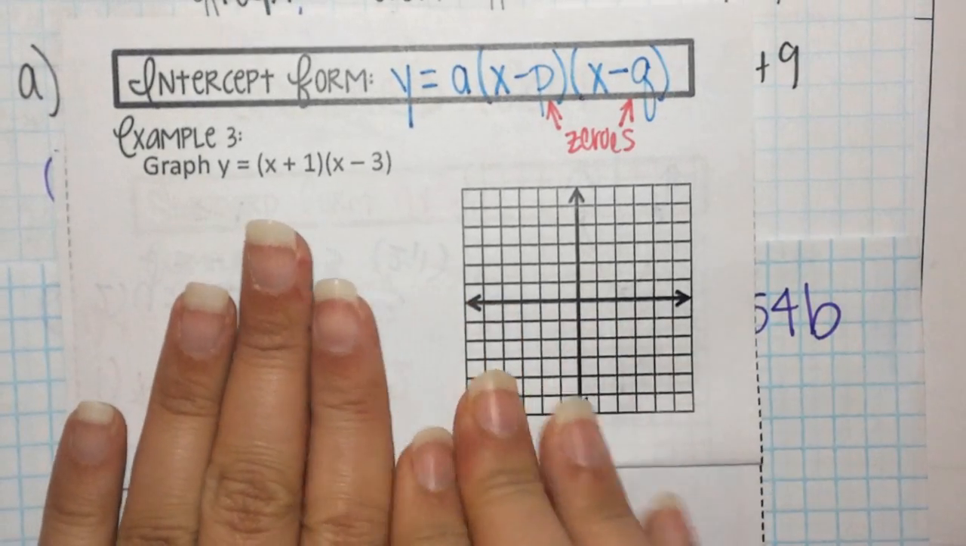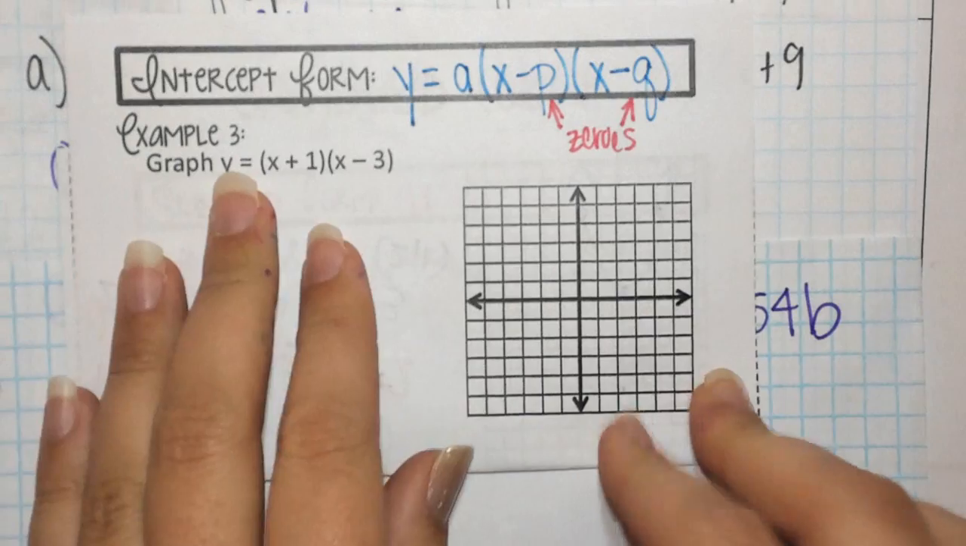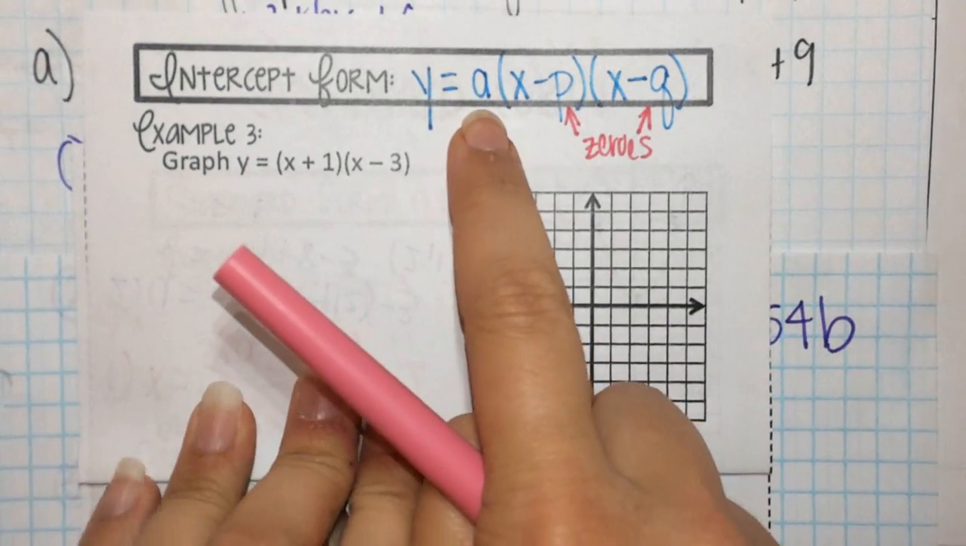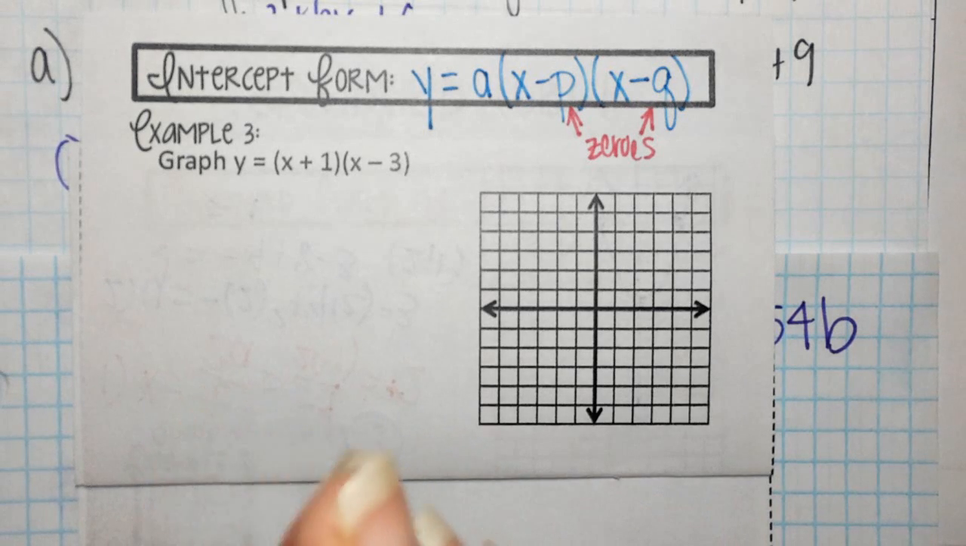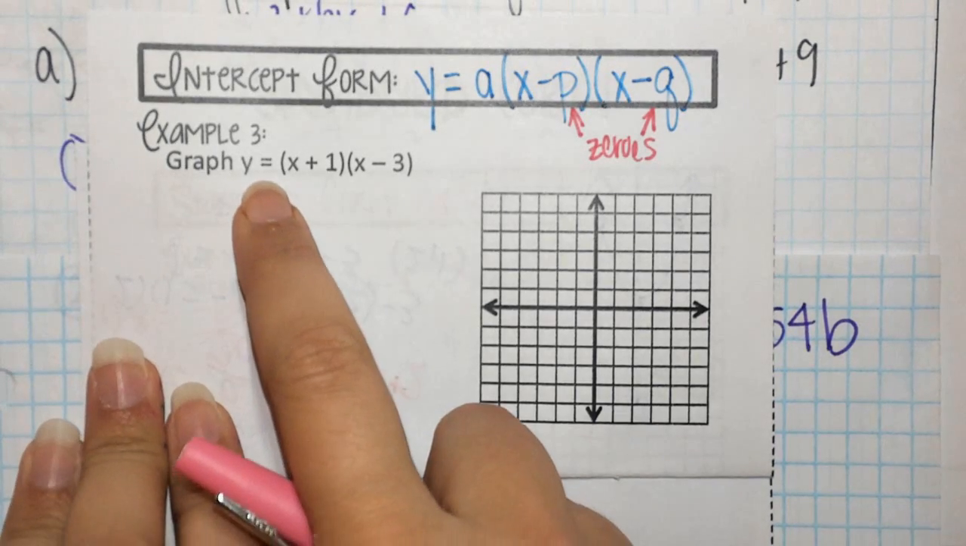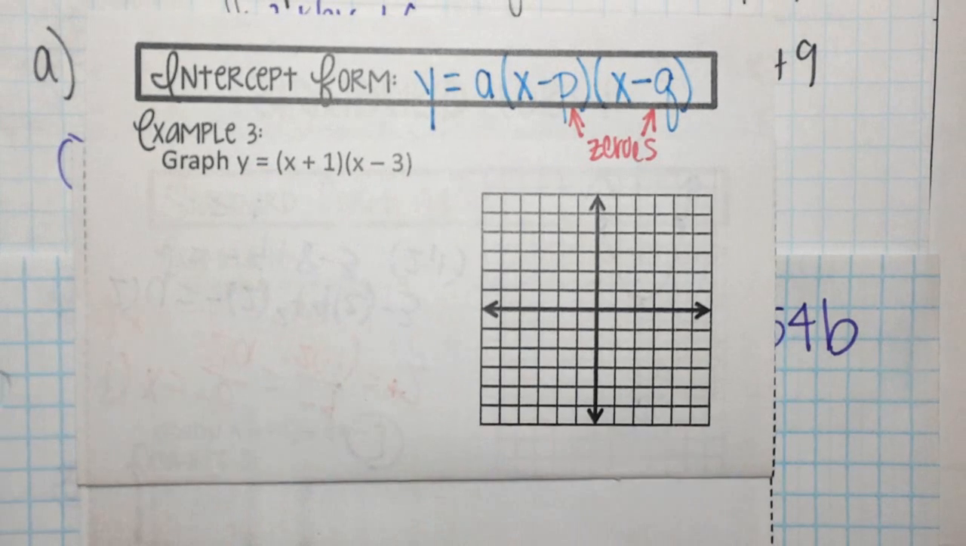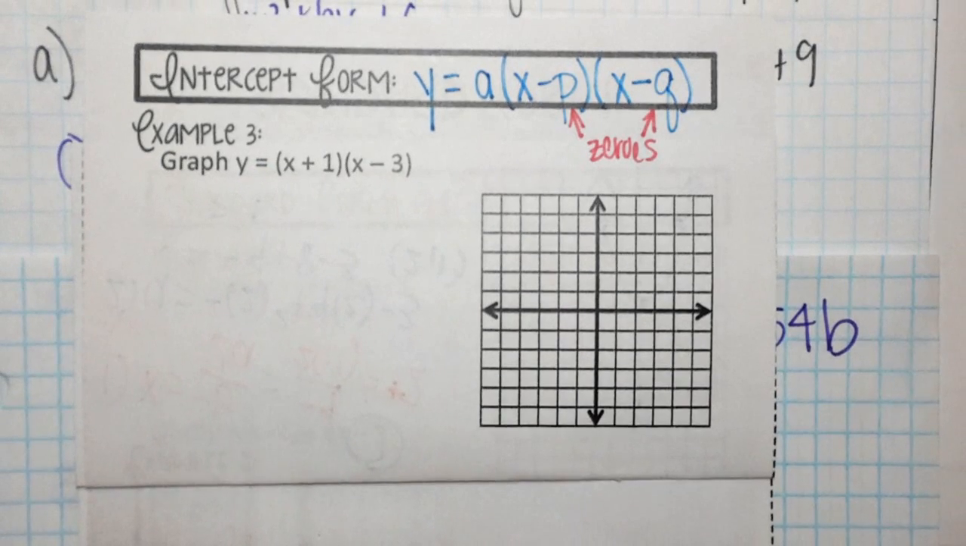Now, this also still has to do with the taco or the snow cone. So if a is positive, if a is greater than 0, is it going to be a taco or a snow cone? Taco. If a is less than 0, if it's negative, what is it going to be? A snow cone. So is this one going to be a taco or a snow cone? Taco. It's positive, so it opens up.